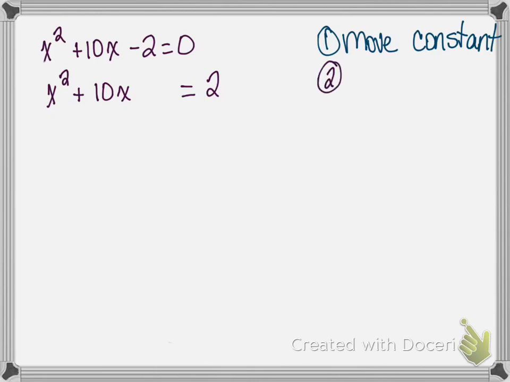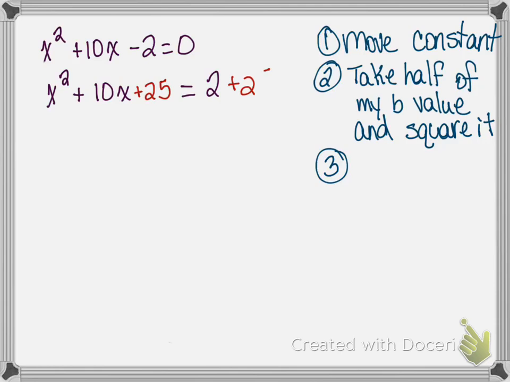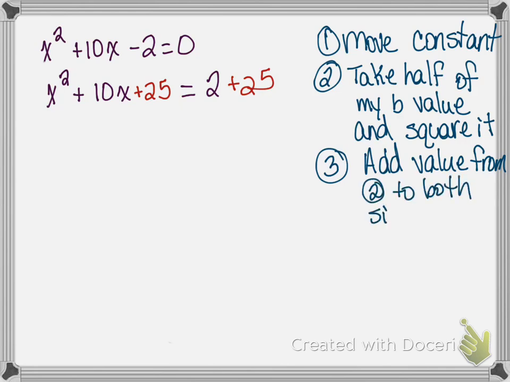Now, my next step in completing the square is to take half of my b value and square it. What's half my b value? What's half of 10? 5. What is 5 squared? 25. So what I did there is I added that to both sides.